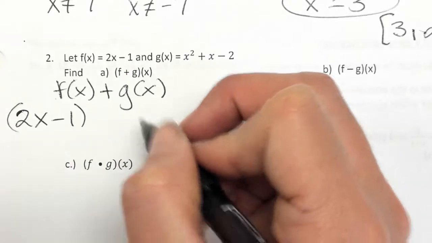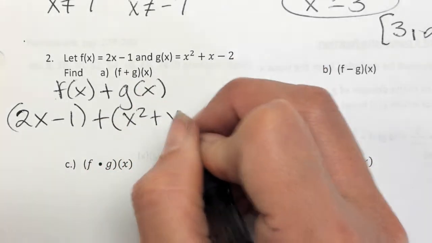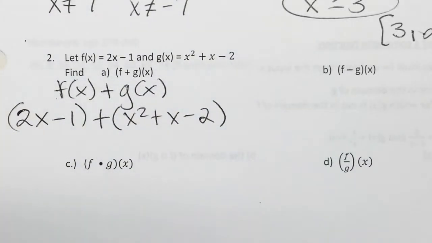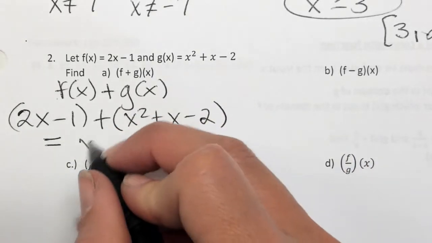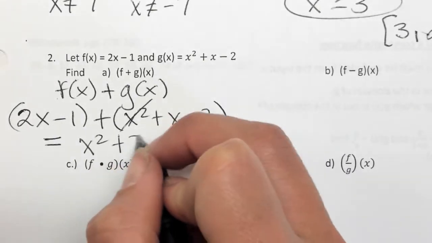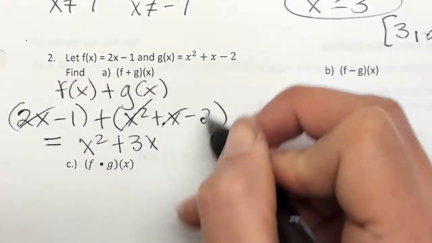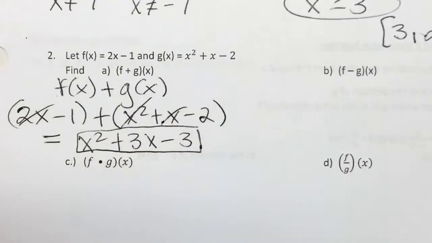You can put them in parentheses. Plus, what is g of x? That's it. And all you do from here is do what? Combine like terms. So does x squared have friends? Nope. What about 2x? So it'd be 3x. Very good. And the last term would be, that's it.